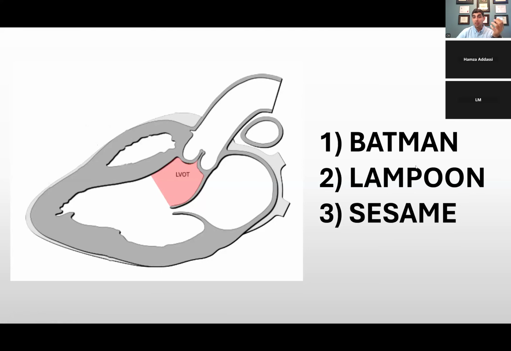So over the last year, we developed 3 different techniques specific for the mitral, called the Batman procedure, the Lampoon procedure, and the Sesame procedure. Again, you have to think outside the box, because these patients can't survive surgery. And if I put a valve in, I will kill them. So what could I do? Then we have to use one of these 3 procedures.